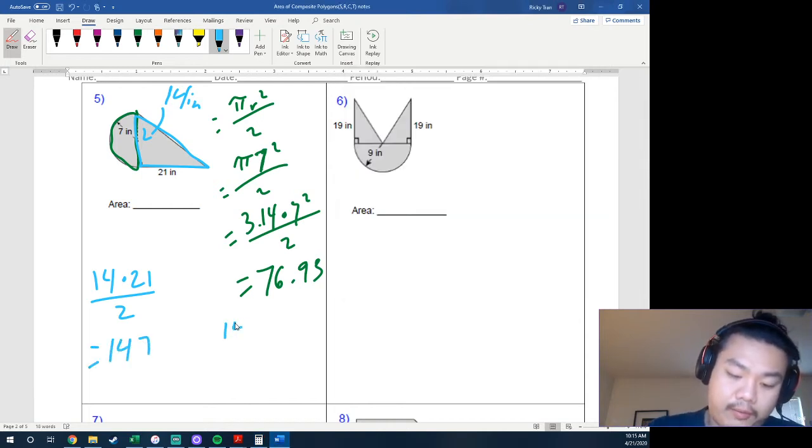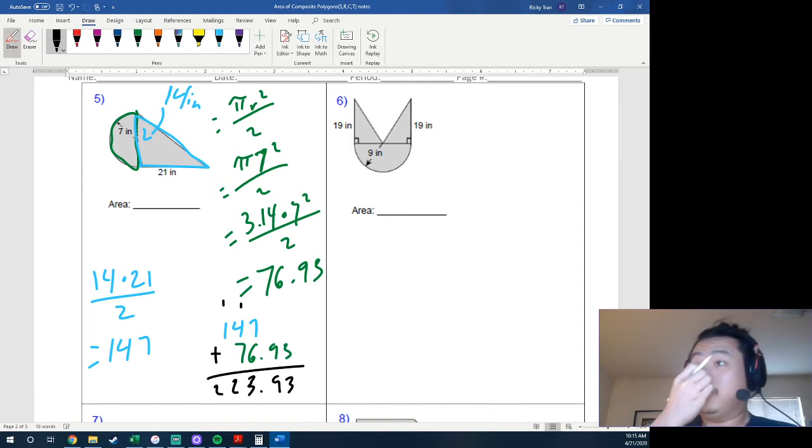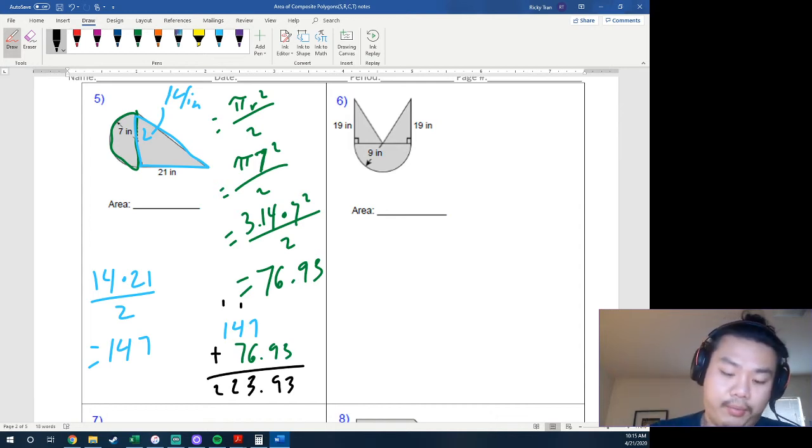Okay, so you just take 147 and 76.93. Add those together, you get 223.93. So 223.93 inches squared.